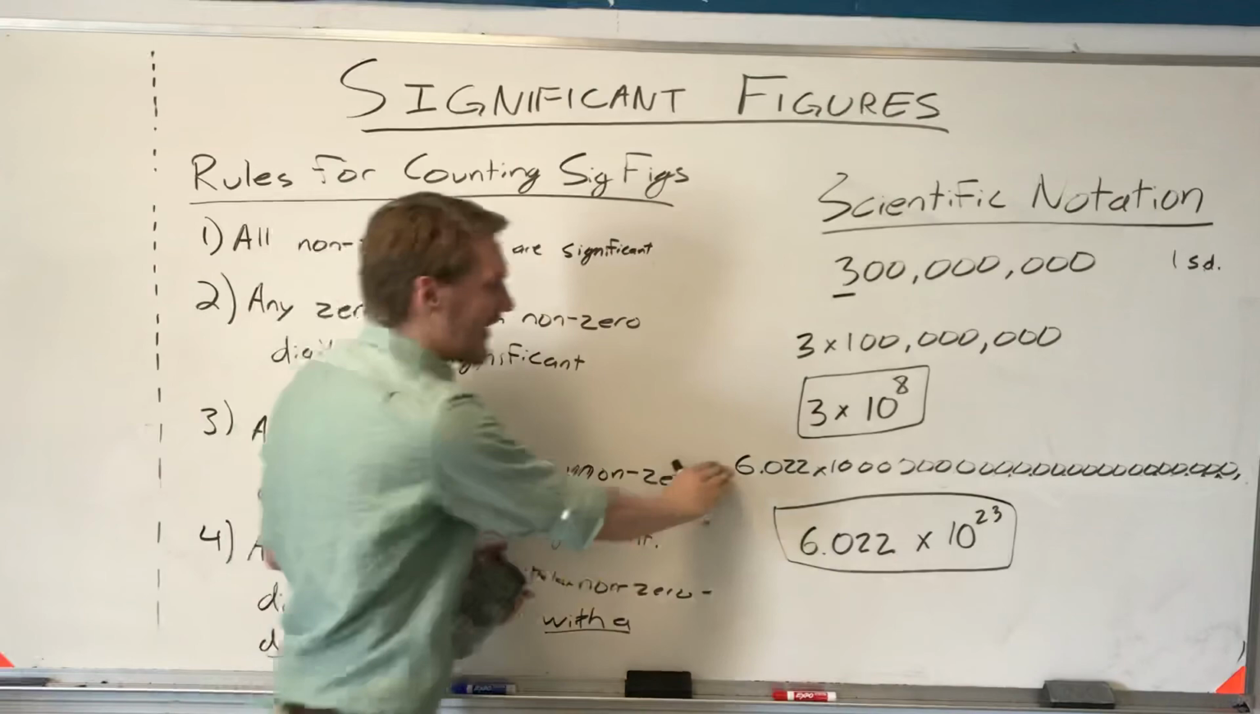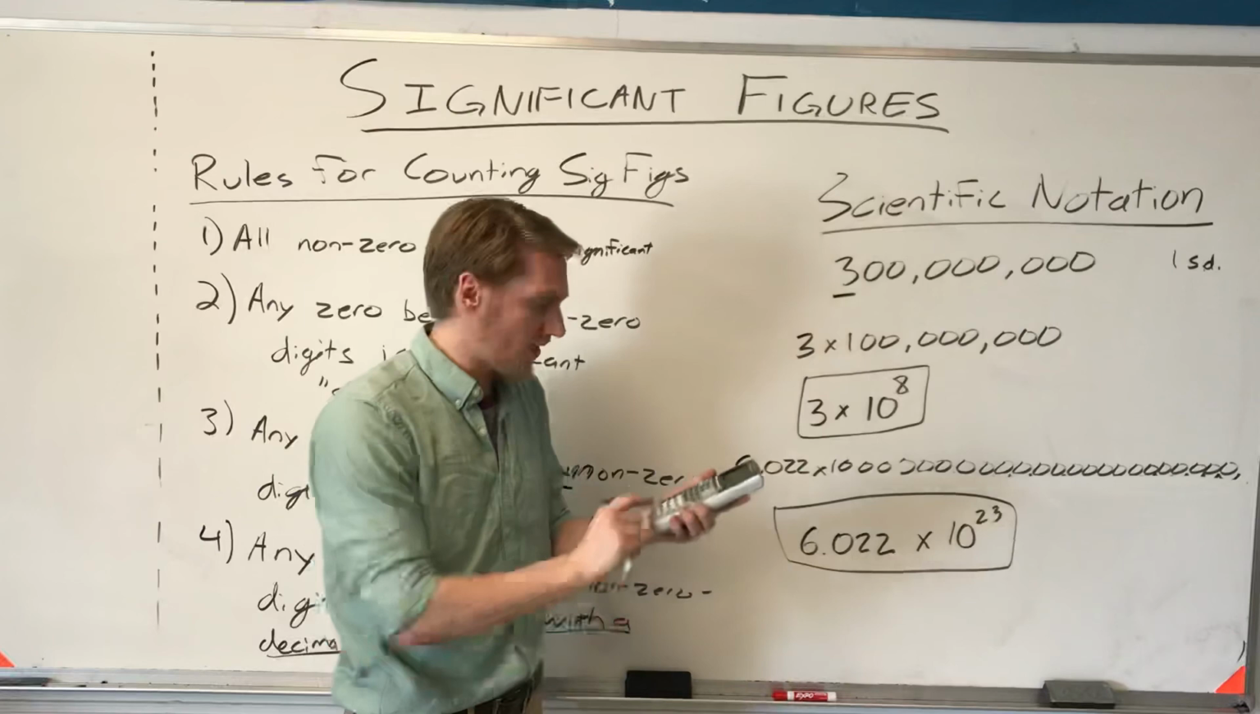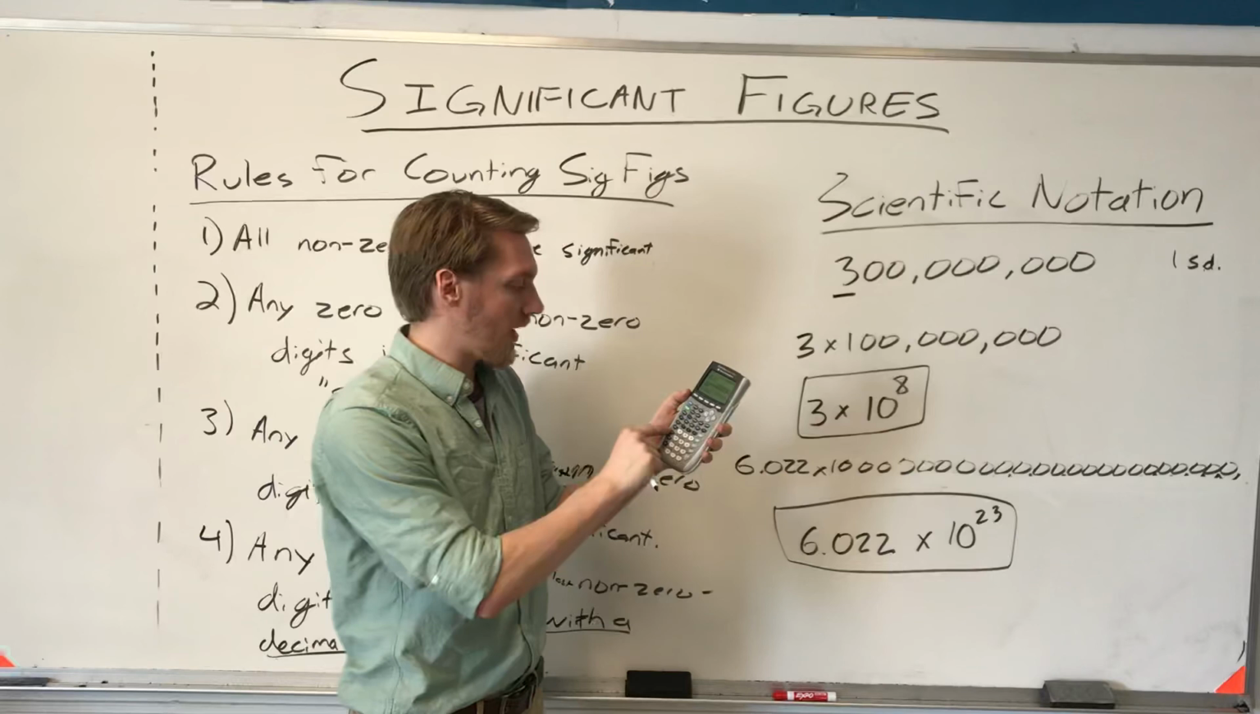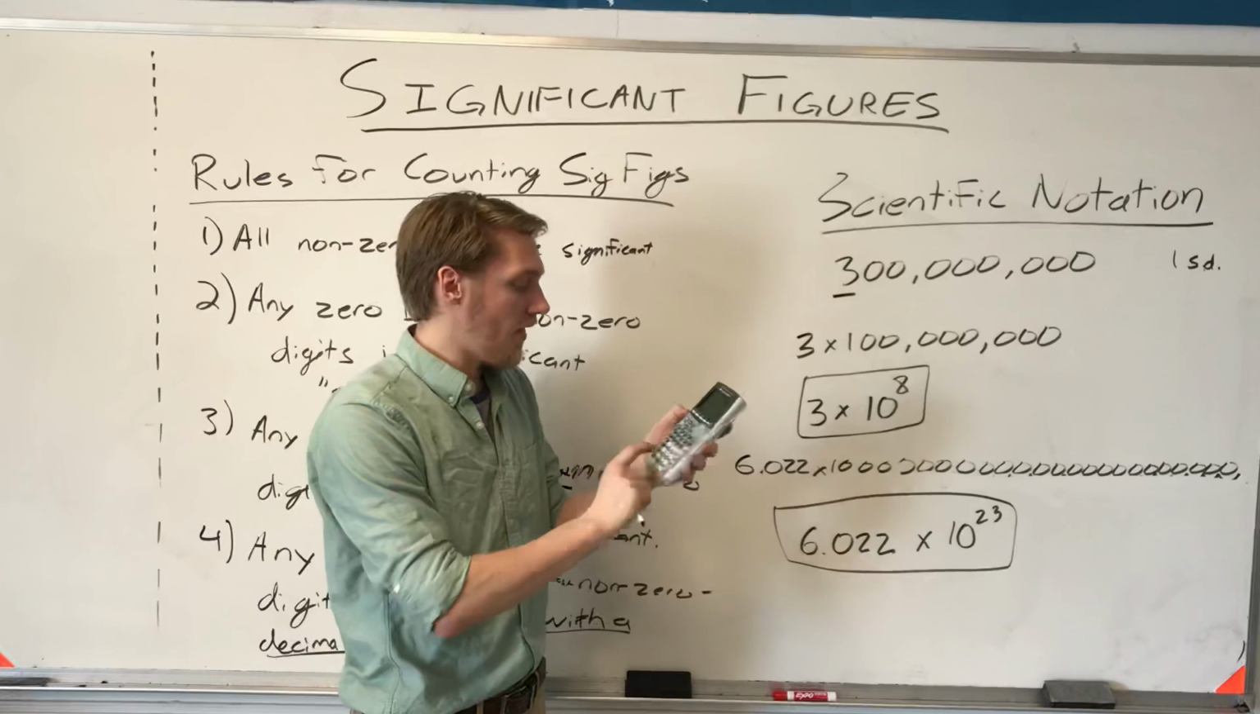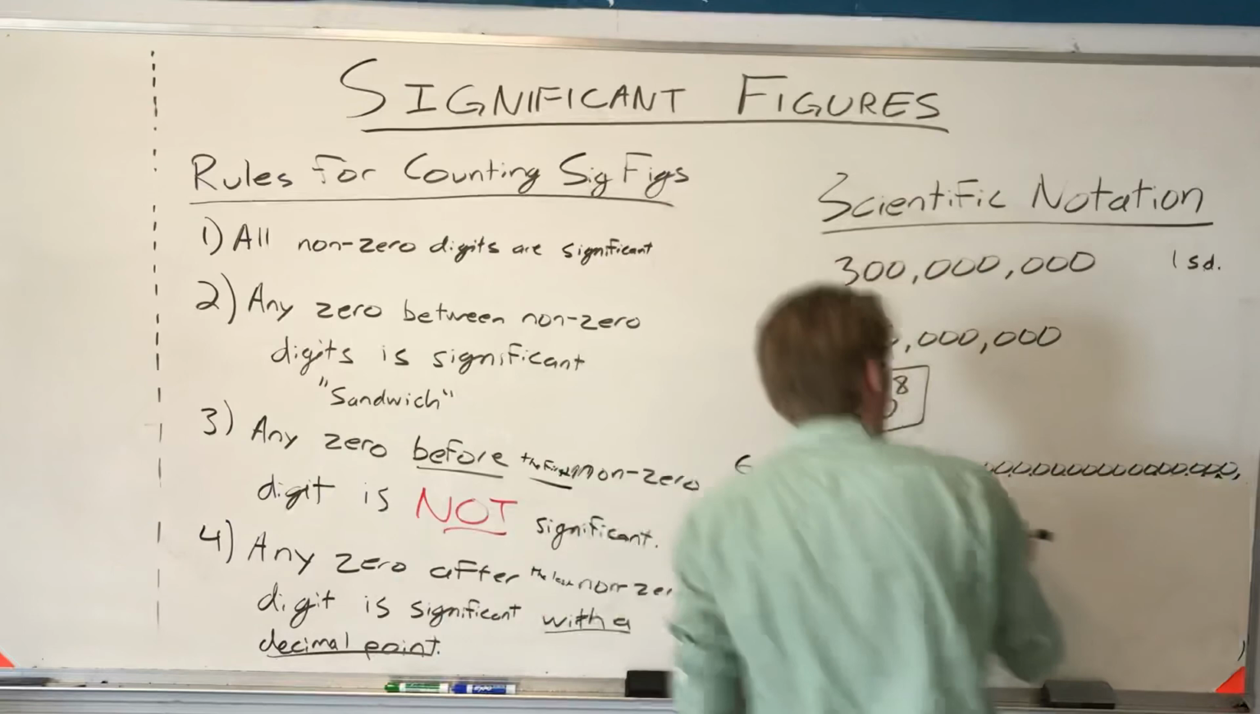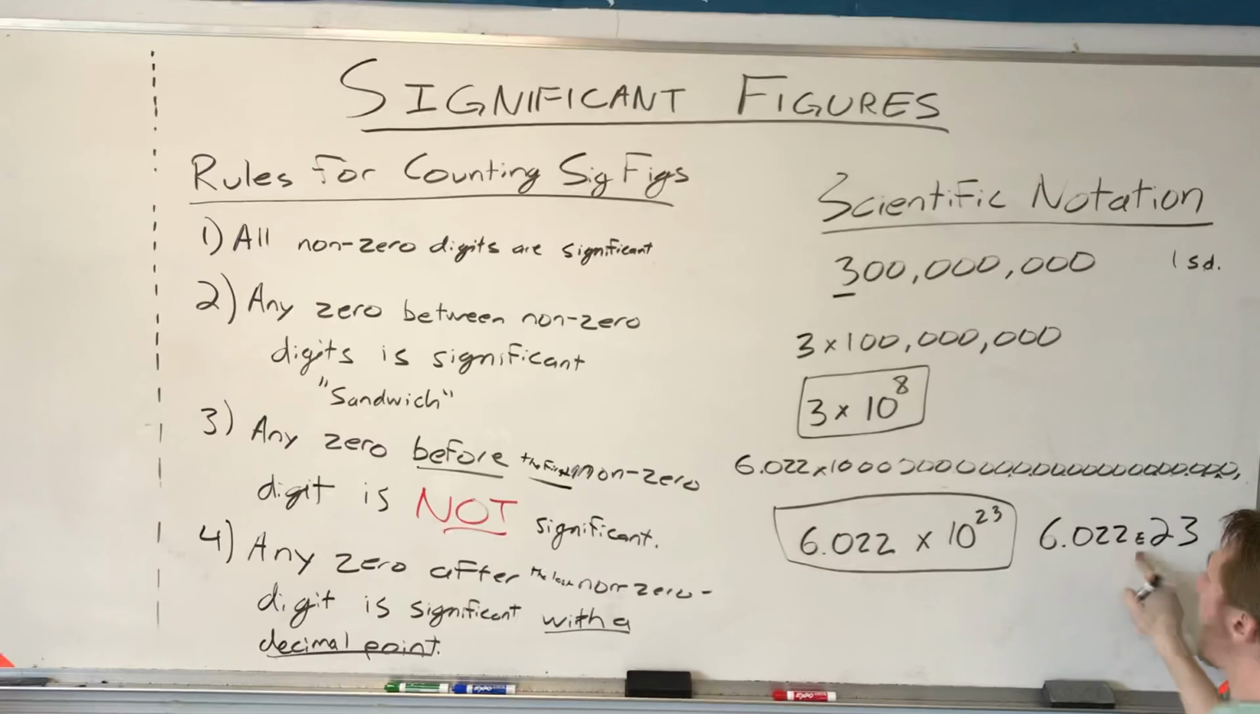So instead of putting all those zeros into your calculator every time, you can just do 6.022. There's a button that says times 10 to the, depends on what your calculator looks like. I can help you find it if you need help with that. And then you do 23. And it gives you that number in scientific notation. On your calculator, it might look like this: 6.022e23. And that's fine. That e just means times 10 to the 23. And so that's the same thing.